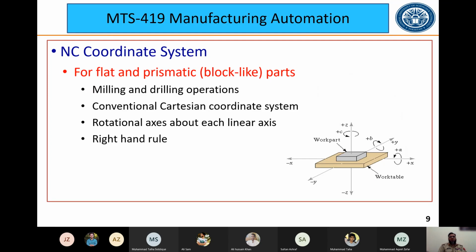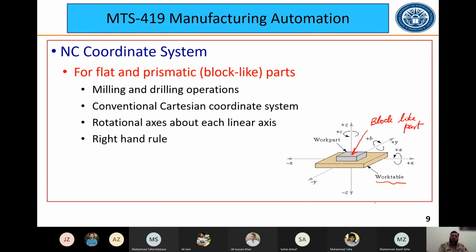So as we talked about, while we are writing down the alphanumeric code or G-M code, we would actually be dealing with the Cartesian coordinate system. These are called NC coordinate systems, which are used for the machine. Let us just look at this for flat and prismatic block-like parts. So if this is a block-like part, and it is being placed on the work table here.